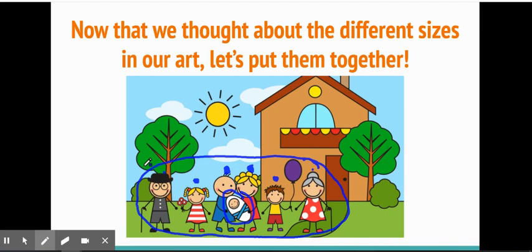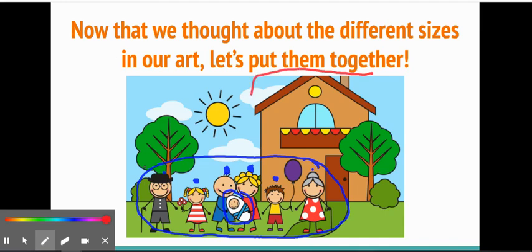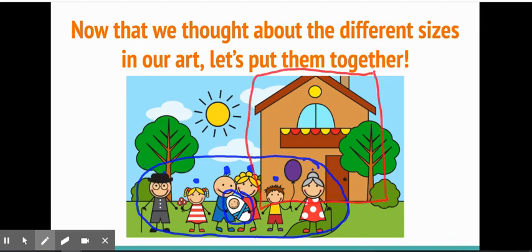But now let's turn to the place in this picture. The place in this picture is their house. They are standing right in front of their house. So, their house, I have a question for you. Is it the biggest thing in the picture? If you guys answered yes, you would be totally right.